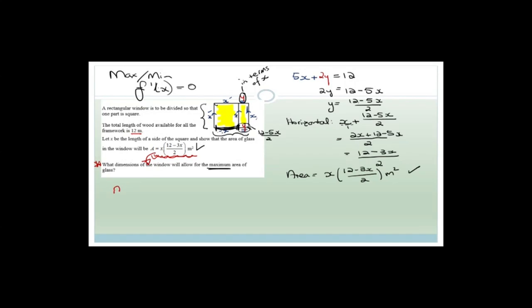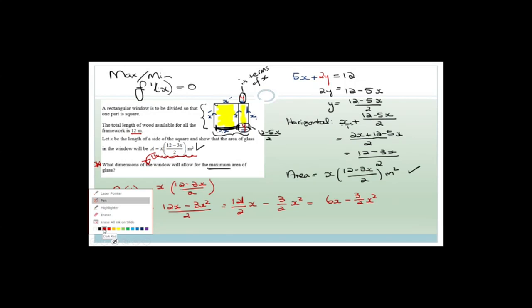So we're going to go A of x is equal to x times 12 minus 3x over 2. So again, what do we need to do? We need to multiply out this brackets, okay? Because we don't know the product rule in grade 12. So let's go. That becomes 12x minus 3x squared all over 2, which we can rewrite as 12 over 2 x minus 3 over 2 x squared, which again is going to be written as 6x minus 3 over 2 x squared. Okay, so now we've got that. That is the actual formula for the area.